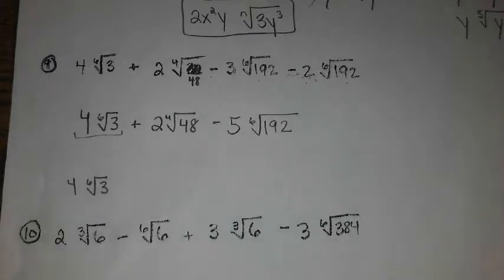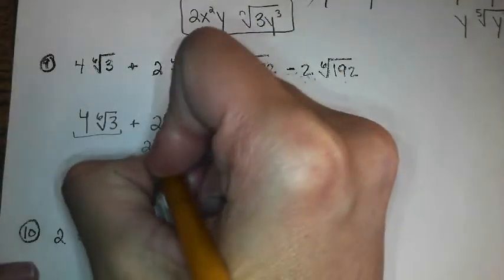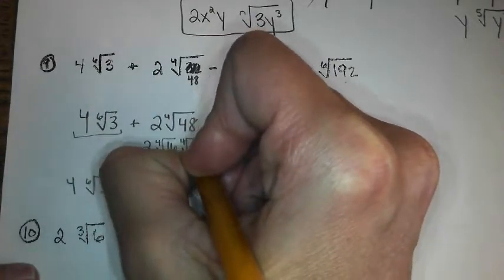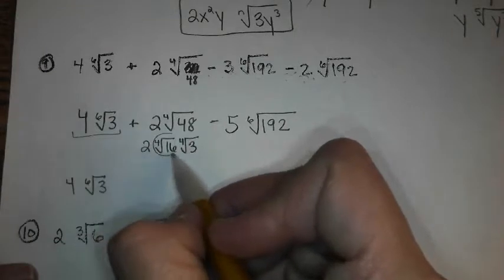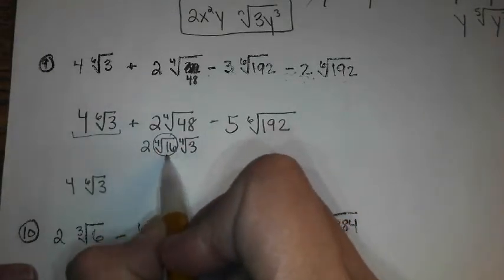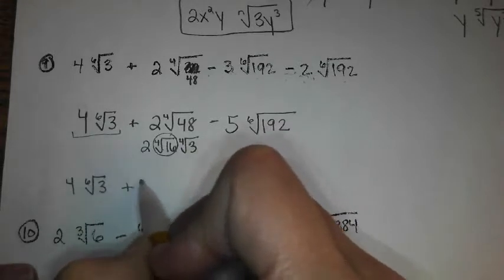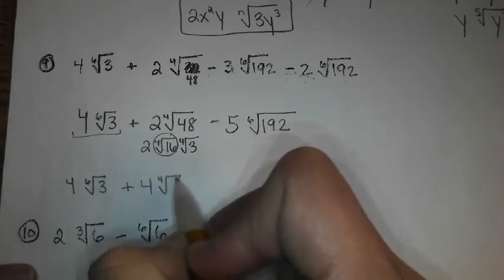I'm looking for the 4th root. So what's a perfect 4th power that goes into 48? 16. So I'm going to break that down into 2 times the 4th root of 16 times the 4th root of 3. And the 4th root of 16 is 2. 2 times 2 is 4. So 4 times the 4th root of 3.